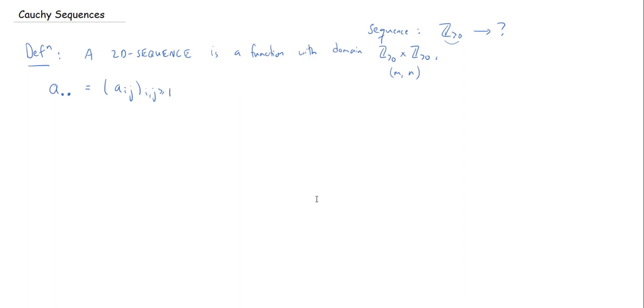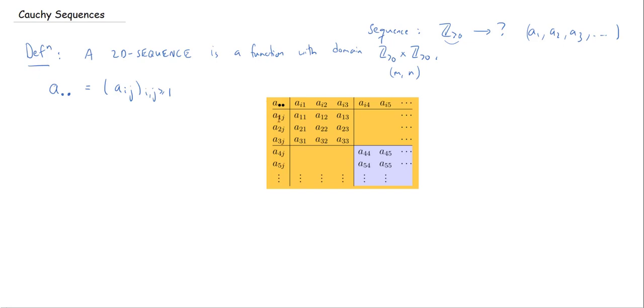Now, for a sequence, it was fairly easy to visualize it. We would just have something like A1, A2, A3, and so forth. It all kind of fills up a nice line. With a 2D sequence, we really want it to fill up, well, like a plane. We need it to be two-dimensional. So let's take a look at what we're thinking about here.